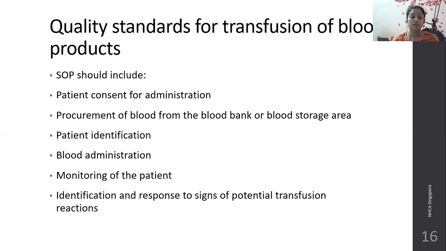Patient identification should be checked twice before administering any blood product. At blood administration, check the vitals and keep a note on the vitals of the patient while he or she is receiving the blood. Continuous vitals monitoring should be done. Identification and response to signs of potential transfusion reaction should be done. Do not directly leave the patient after putting him or her on blood transfusion. Look out for any allergic reaction or any deteriorating condition.